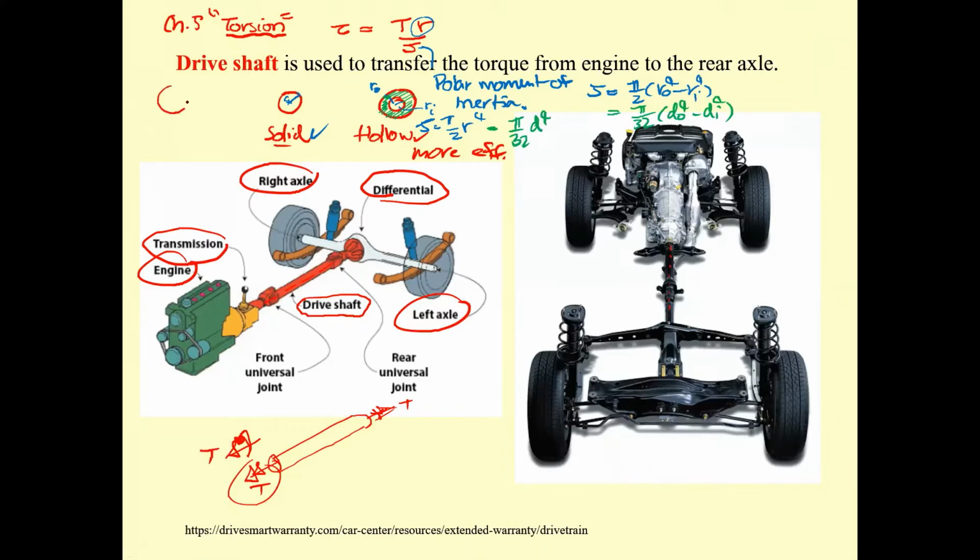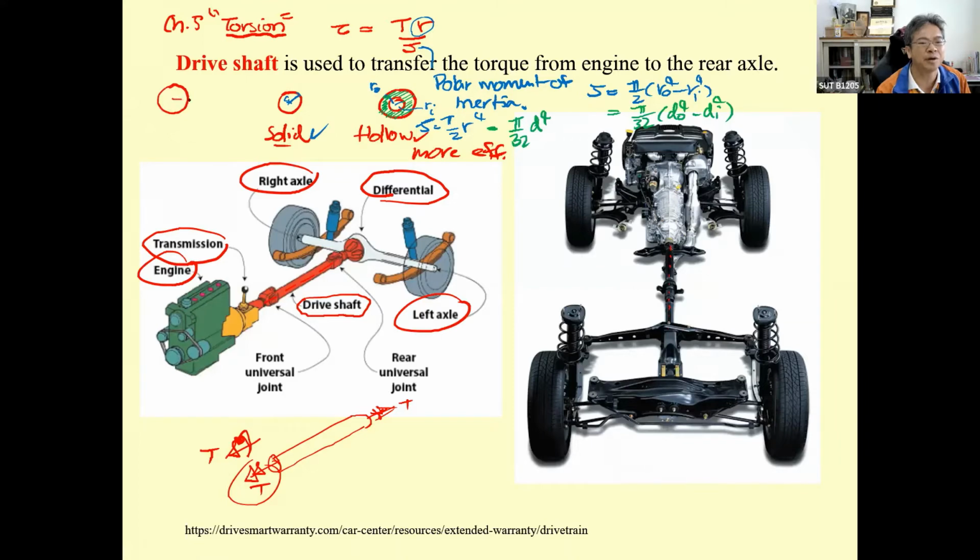Let me draw the stress distribution. Okay, if you guys have the positive, this is called the positive torsion. But when the torsion is in the opposite direction, this is going to be the negative torsion. The negative torsion is going to produce the negative angle of twist, and the positive is going to produce the positive angle of twist.